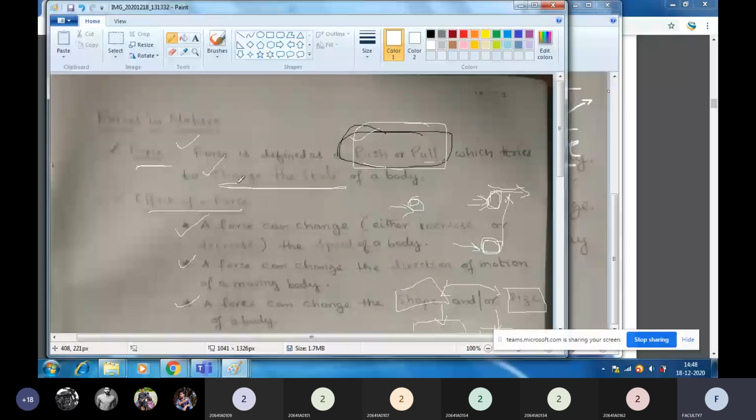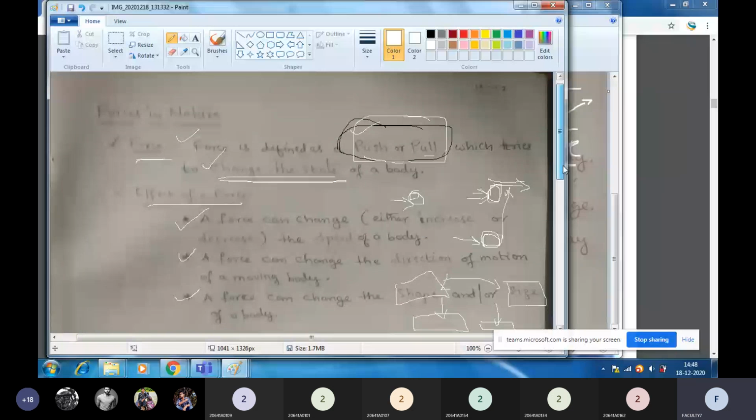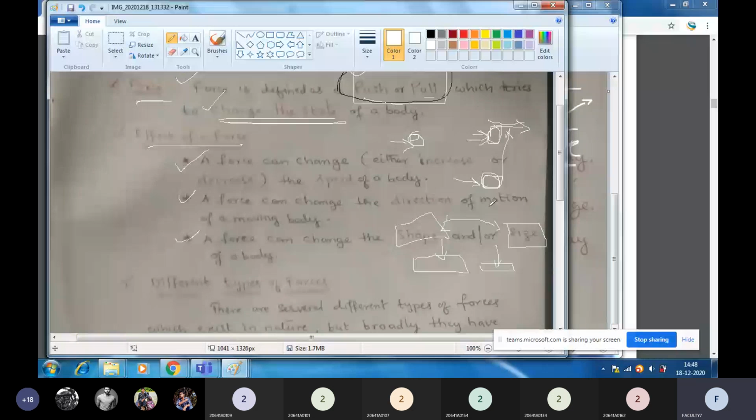Now, what are the effects on a body? It can change the speed of a body, either increasing or decreasing it. Next, what we had seen is that a force can change the direction of a moving body. Next, it can change the shape and size of the body.